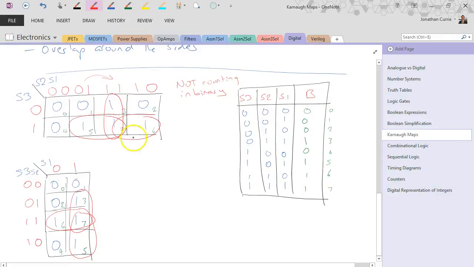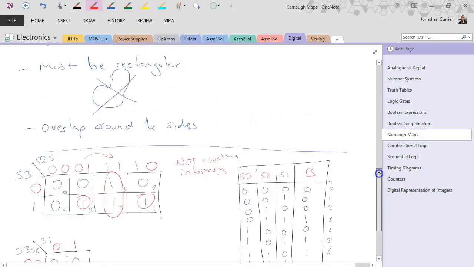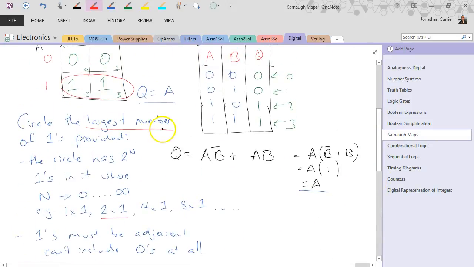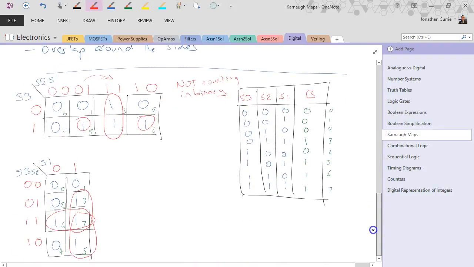But also note that I don't just circle this guy by himself because we've got these two groups. Okay, that's not a good way of using these. You will not get the simplified version, the fully simplified, if you do that. You are always going for, remember, the largest number of ones, provided you can meet those other rules. So we go for groups of 2 where possible, even with an overlap, that's fine. Okay, overlap is fine, no problem.